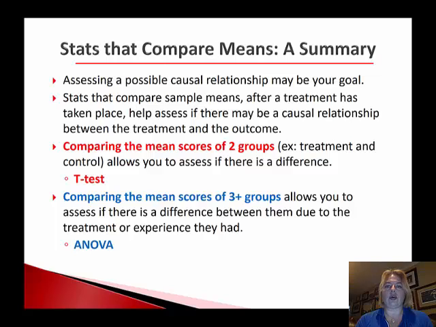If you're comparing the mean scores of 3 or more groups, this allows you to assess if there's a difference between them due to the treatment or experience that they had, and they're really experiences or treatments that they had. It could be 2 treatment groups and a control group. It could be 3 treatment groups. In that case, you're using the ANOVA.